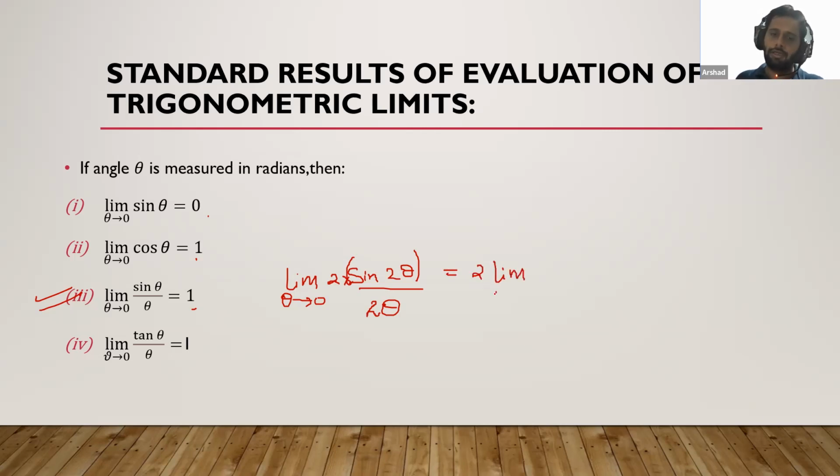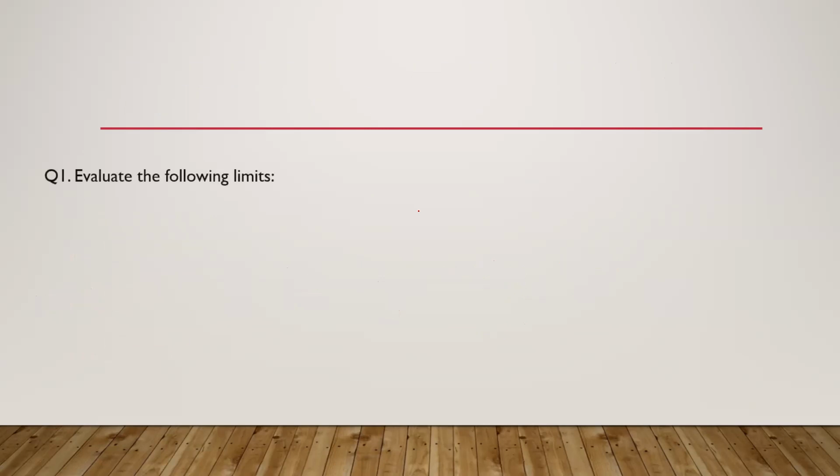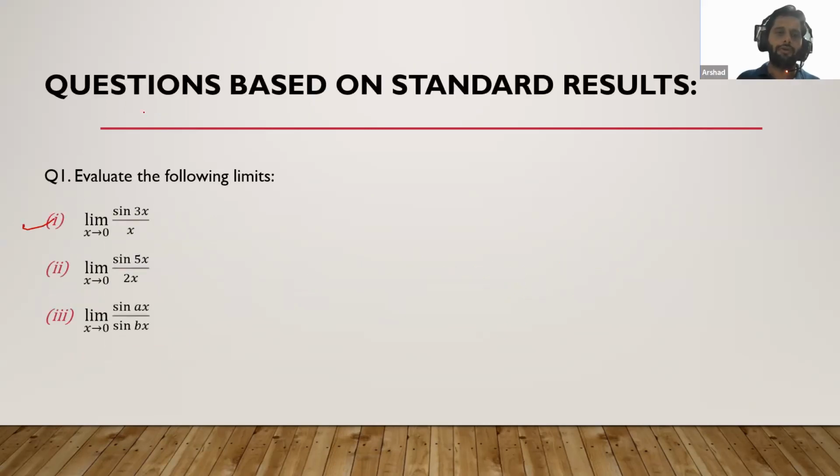So you will here get 2 times the limit theta tends to 0 of sine 2 theta by 2 theta. This is equal to 2 times 1. So the final answer is 2. Is it correct? Everyone, this is clear? I hope this is clear to everyone. Now please try this first question and tell me the answer.